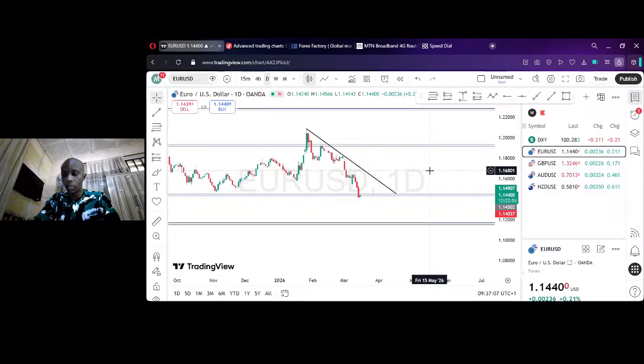The market has opened again, so let's analyze the chart. Let's see how we can make money this week.